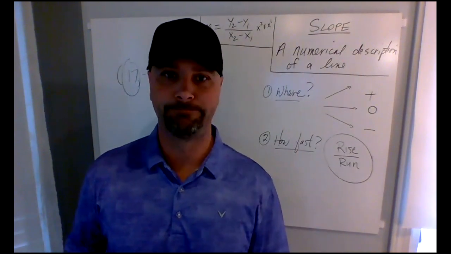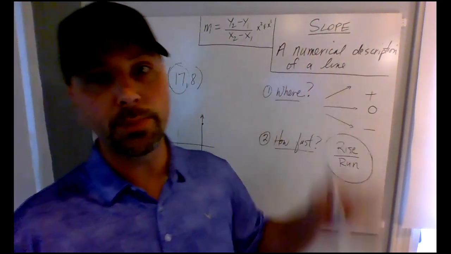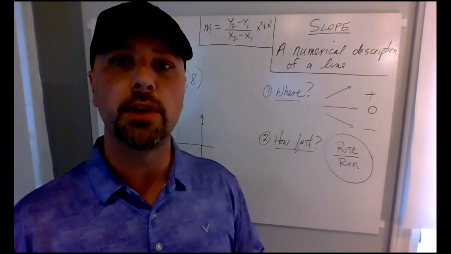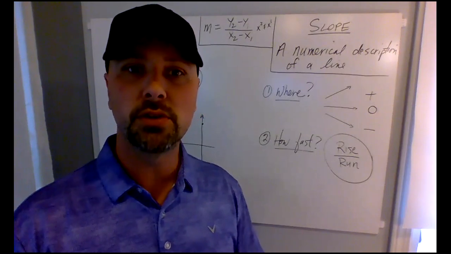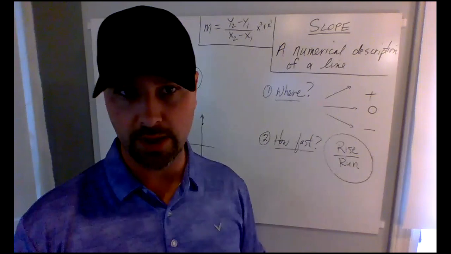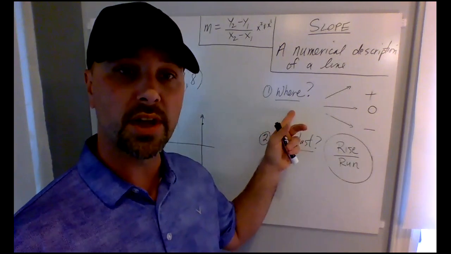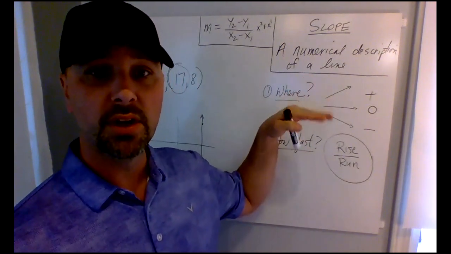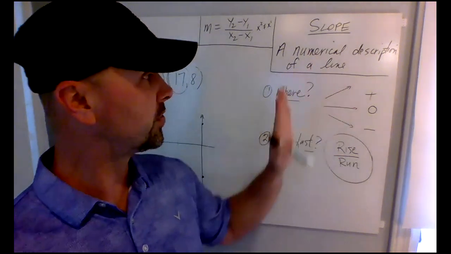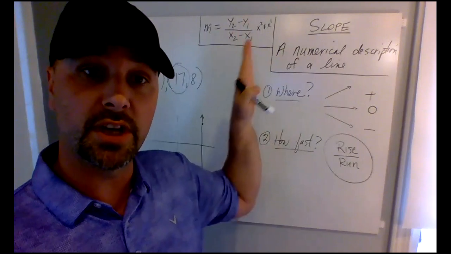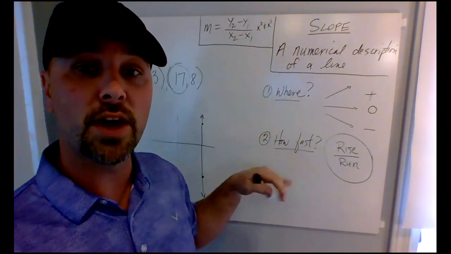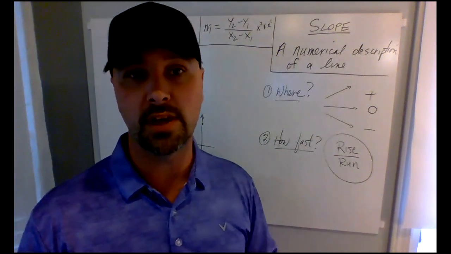So just to review, slope is a numerical description of a line, using numbers to describe a line, okay? It describes it in two ways. It tells where the line's going: it's increasing, decreasing, maintaining, or straight up undefined. It's not doing anything; it really doesn't make a lot of sense. And the second way is it tells how fast it's moving in that direction.